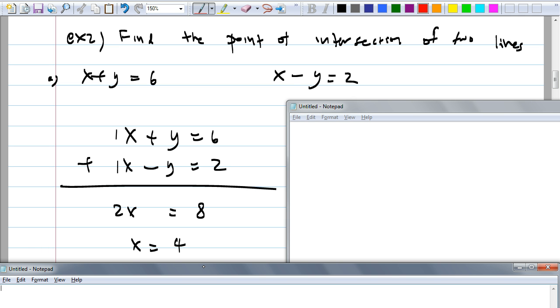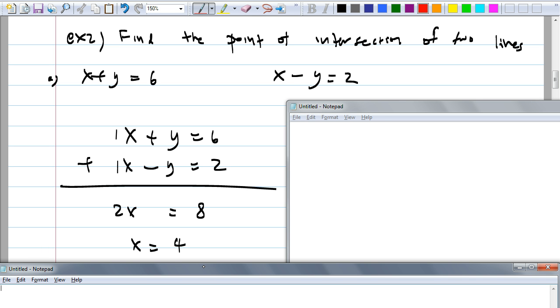Brianna? Yes, you plug into where? One of the equations. Does it matter which one? No. Why not? You're right. It does not matter which equation you plug in because when you think about it, when the two lines intersect, the intersection is a solution for both of them. Does that make sense? So it doesn't matter which one you plug in, right? Because that's the only point when you think about it. That point where they intersect is the only point where it will be a solution for both of these.